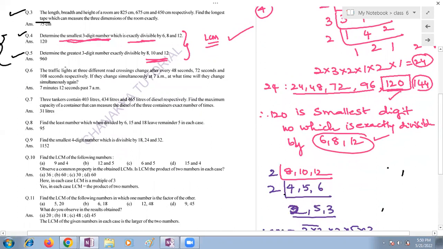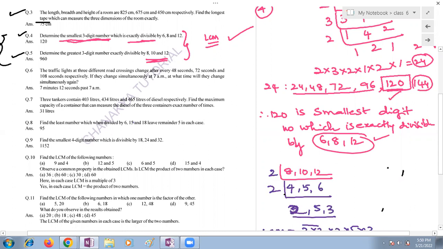You can see the 6th question also. By looking at the keywords, you can identify what we should do. Traffic lights change simultaneously. After what time will they change simultaneously again? In this case there is no keyword. What should we do? LCM. Yes, very good, Karthik, you are correct. LCM only.